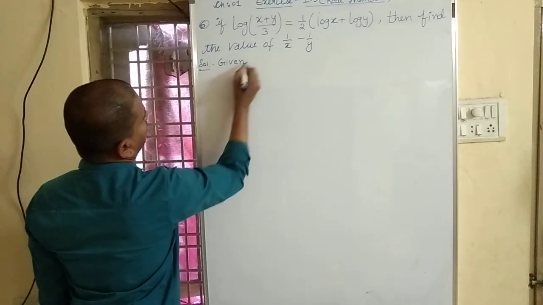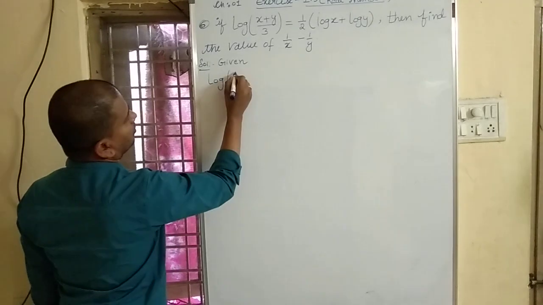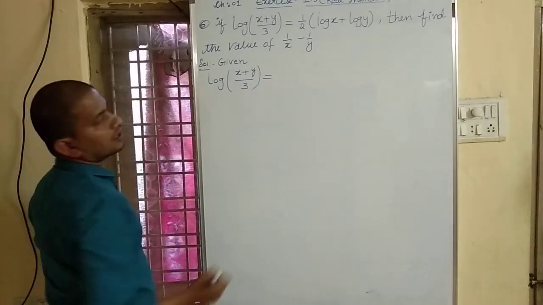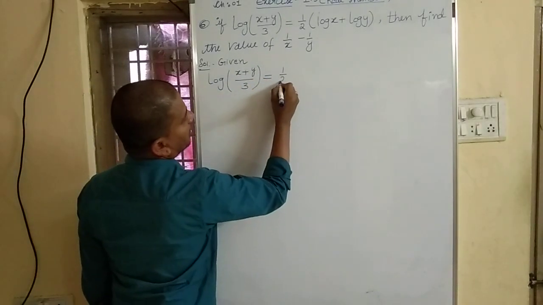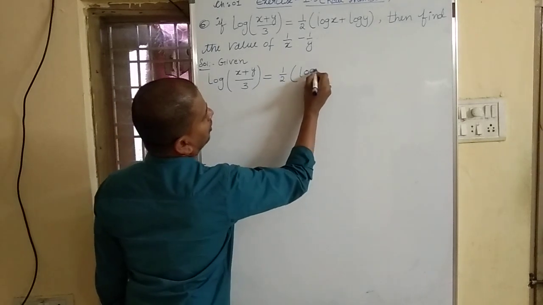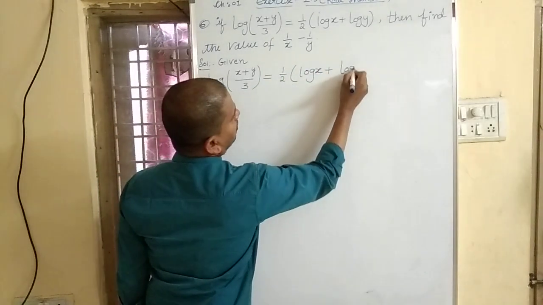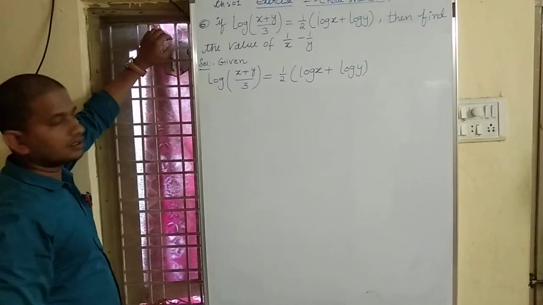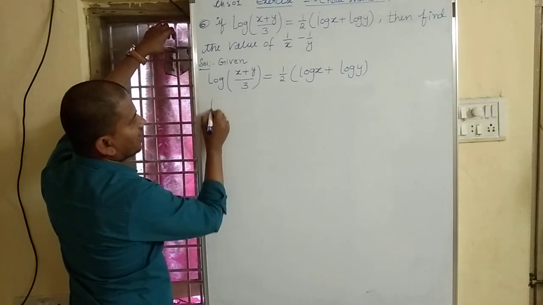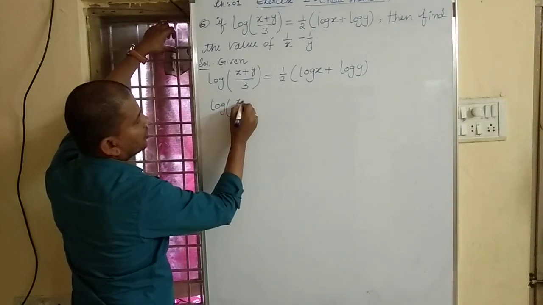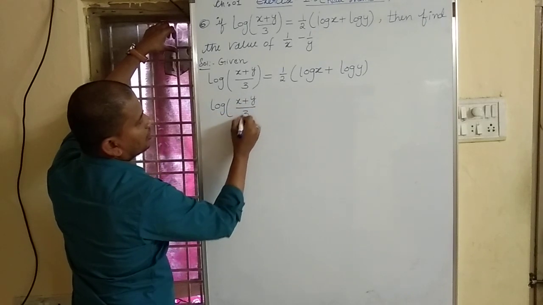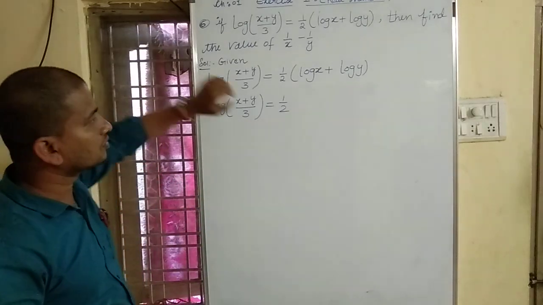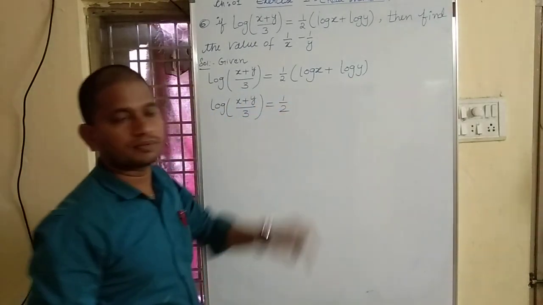Given: log of (x plus y) by 3 is equal to 1 by 2 into (log x plus log y), which is given. Let me write it as it is: log of (x plus y) by 3 is equal to 1 by 2 (log x plus log y).